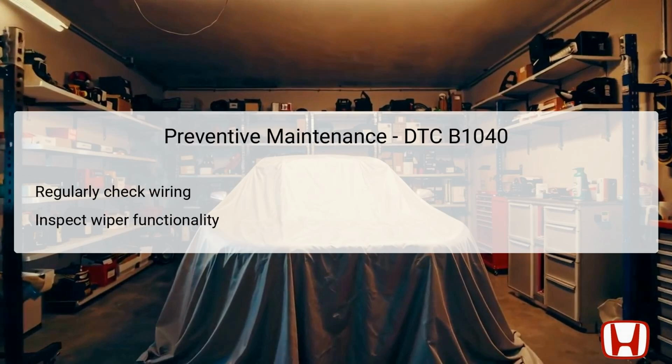To prevent the recurrence of issues related to DTC B1040, engaging in proactive maintenance is essential. Begin by regularly checking the condition of wiring and connectors associated with the windshield wiper and body control module. This inspection should include looking for frayed wires, corrosion, or loose connections that can impair communication.